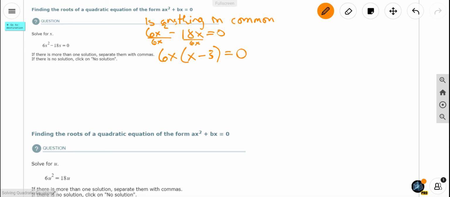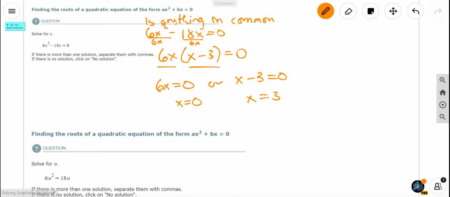Now look, I've now created the zero product rule. Check it out. This times this equals 0. So we can set 6x equal to 0 or x minus 3 equals 0. And you get x equals 0 or x equals 3. And those are your answers.